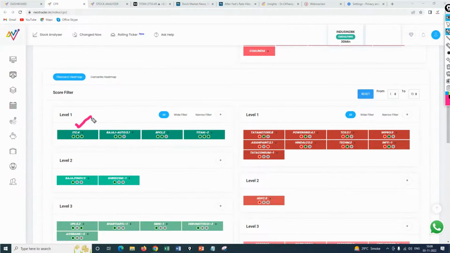Now from these two stocks, how do we filter out even more? Here we have something called wide filter and something called narrow filter. If I choose wide filter, it will tell me from these 4 stocks, whose CPR is wide. And if I choose narrow filter, it will tell me whose CPR is narrow. I'm looking for a breakout, a directional move right now. So I'm going to choose narrow, and when I click narrow, I got only one stock, that is Titan.